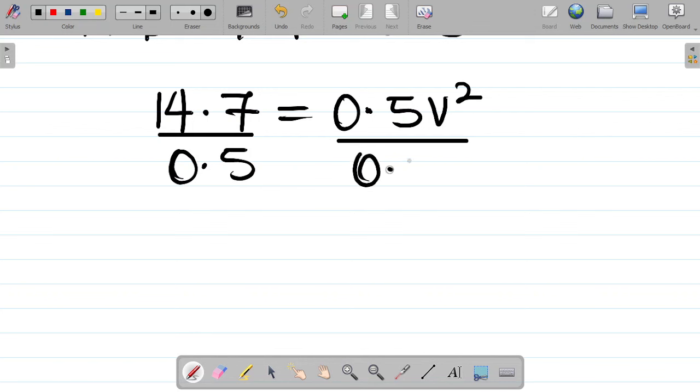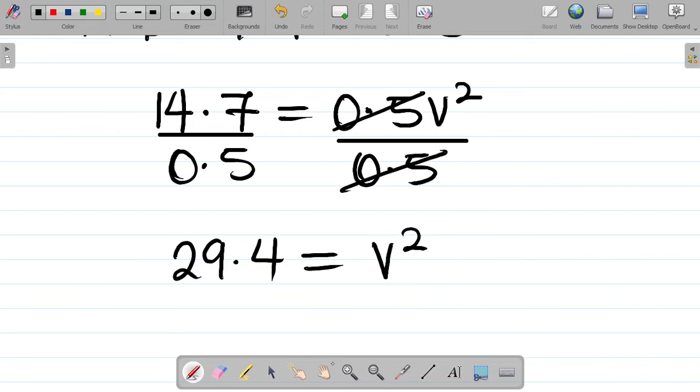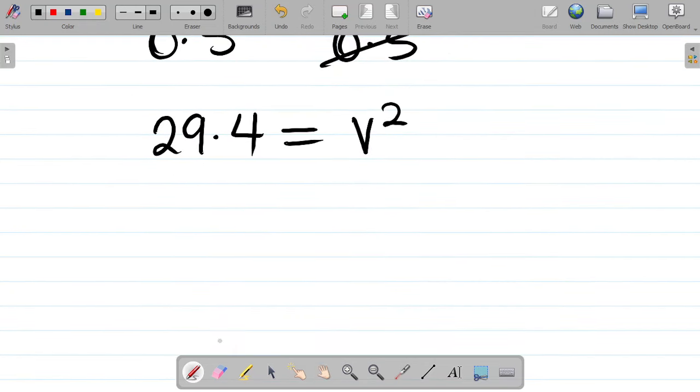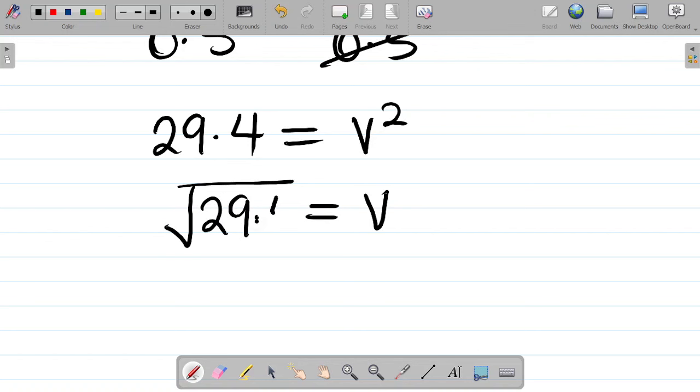This cancels this, and I have 14.7 divided by 0.5, which is 29.4, equal to v squared. To get the value of v, I'll take the square root of both sides. So v will be equal to the square root of 29.4. The square root of 29.4 is 5.42. It is equal to v.